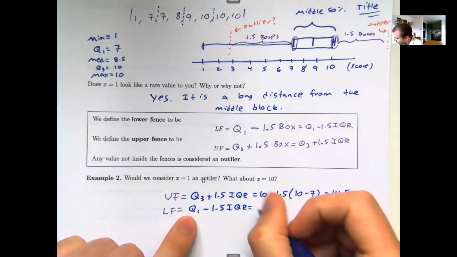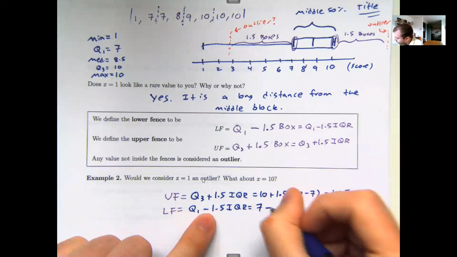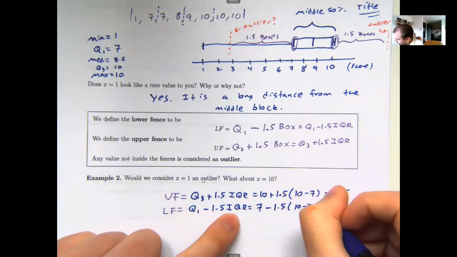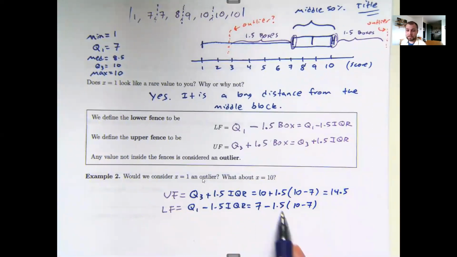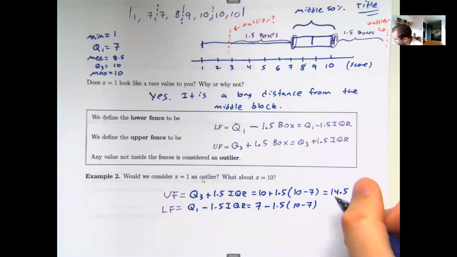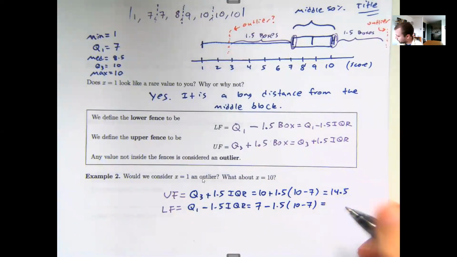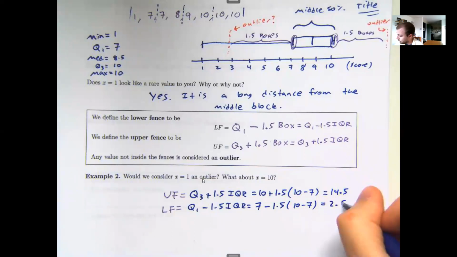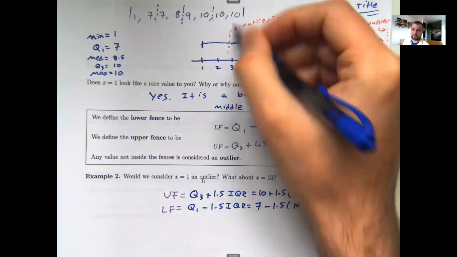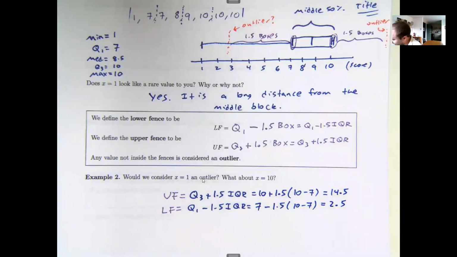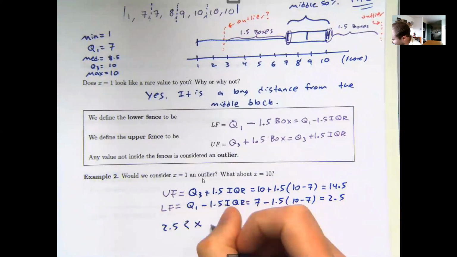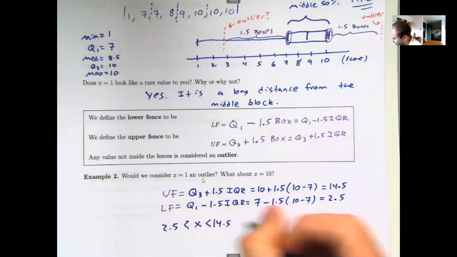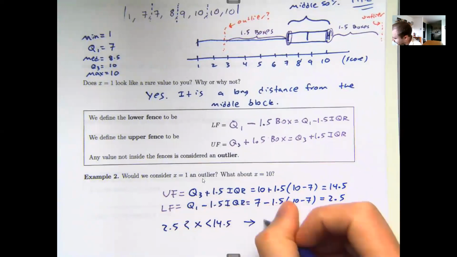Q1, we start at 7. We go down 1.5, the size of that block. This is still 3. This is still 4.5 when I do that multiplication. I believe this gives me, ooh, and I did a pretty good sketch of that. Good work, me. 2.5 as that lower fence. So if you have any value that is between 2.5 and 14.5, this is not an outlier.